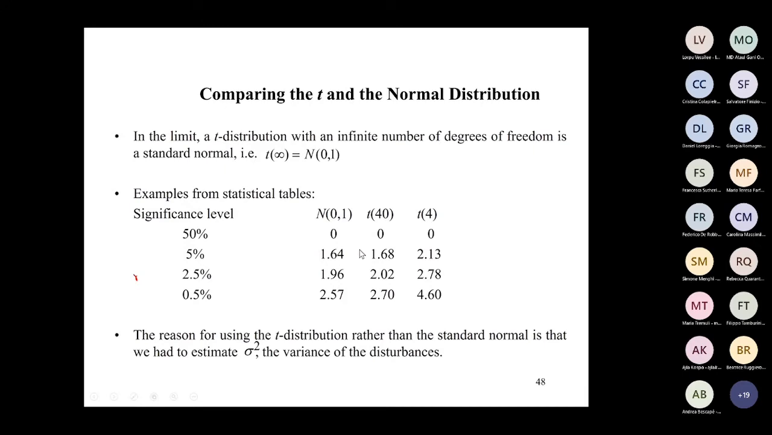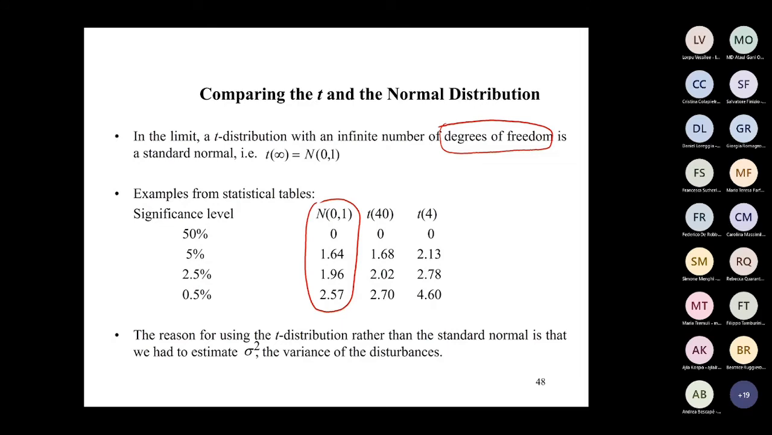So the t and the normal: the normal has a specific set of critical values. The t distribution does not have a specific set of critical values. The critical values of the t distribution depend on what? The degrees of freedom. So how many t distributions are there? An infinite number of t distributions. Each t distribution has different critical values, because it depends on the degrees of freedom.